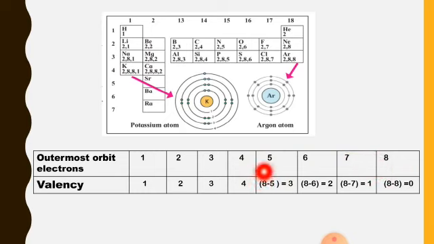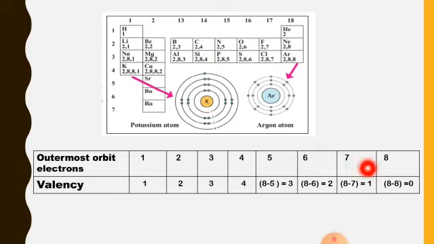Let's see. If the outermost orbit has 5 electrons, then what are we going to do? Yes, we are going to subtract that number from 8. 8 is what? Complete octet. So we are going to subtract 5 from 8, then what we will get over here is 3. So when there are 5 electrons in the outermost orbit of any element, then its valency is 8 minus 5, that is equal to 3.